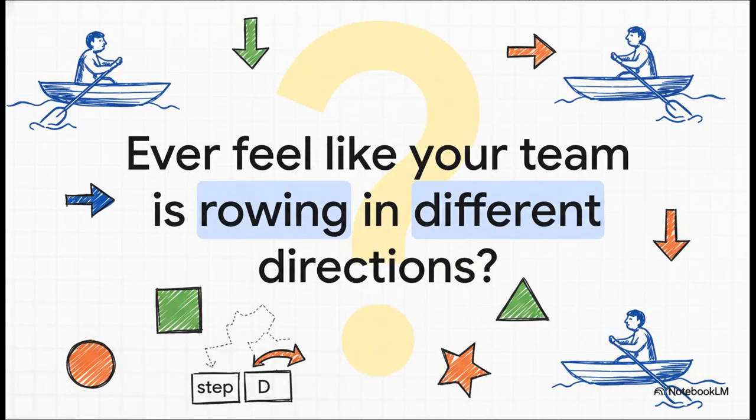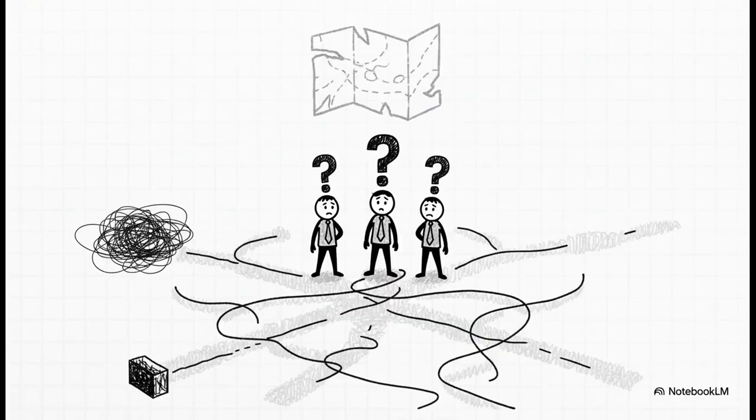So, let me ask you a question. Have you ever been on a team where it feels like everybody is rowing in a completely different direction? One person is focused on step A, somebody else is already on step D, and it feels like nobody is looking at the same map? Yeah, this is such a classic problem. And look, it's not about people not working hard. It happens when your team just doesn't have that shared, high-level view of the process.